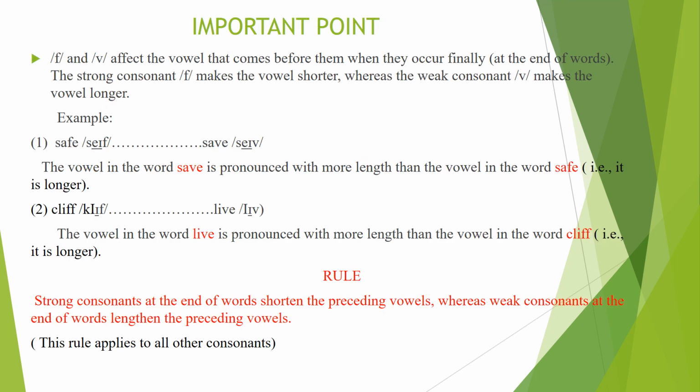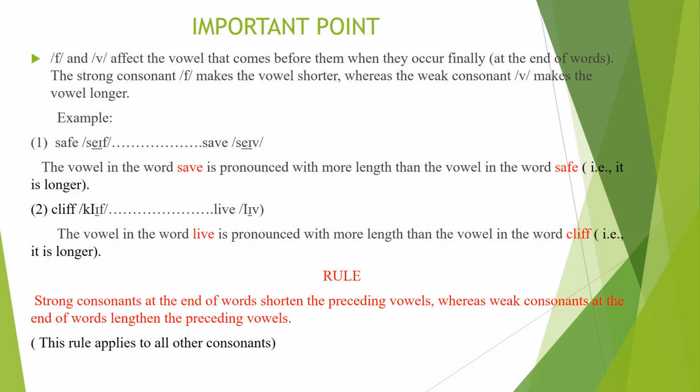There is an important point to remember. Fa and va affect the vowel that comes before them when they occur finally, i.e., at the end of words. The strong consonant fa makes the vowel that comes before it shorter, whereas the weak consonant va makes the vowel that comes before it longer. For example, if we say safe and save, the vowel in the word save is pronounced with more length than the vowel in the word safe.